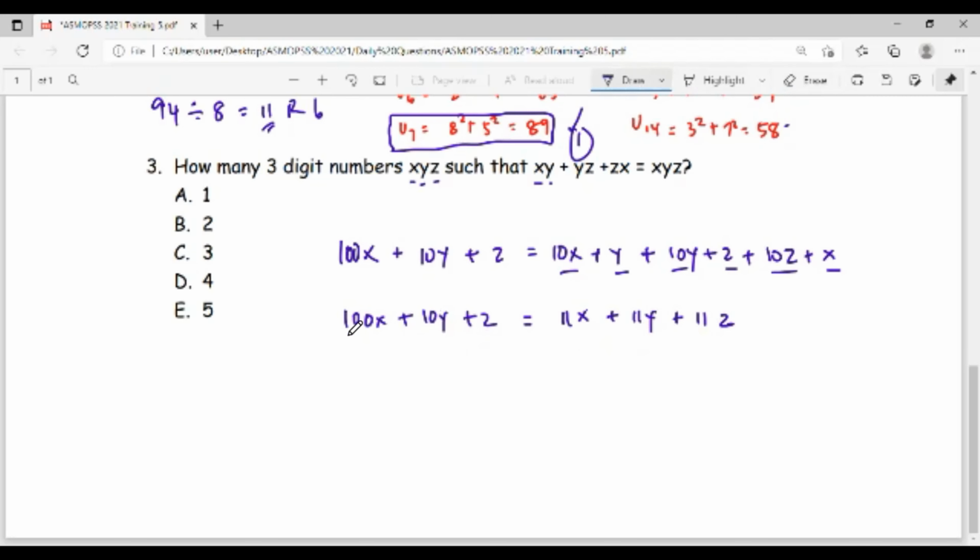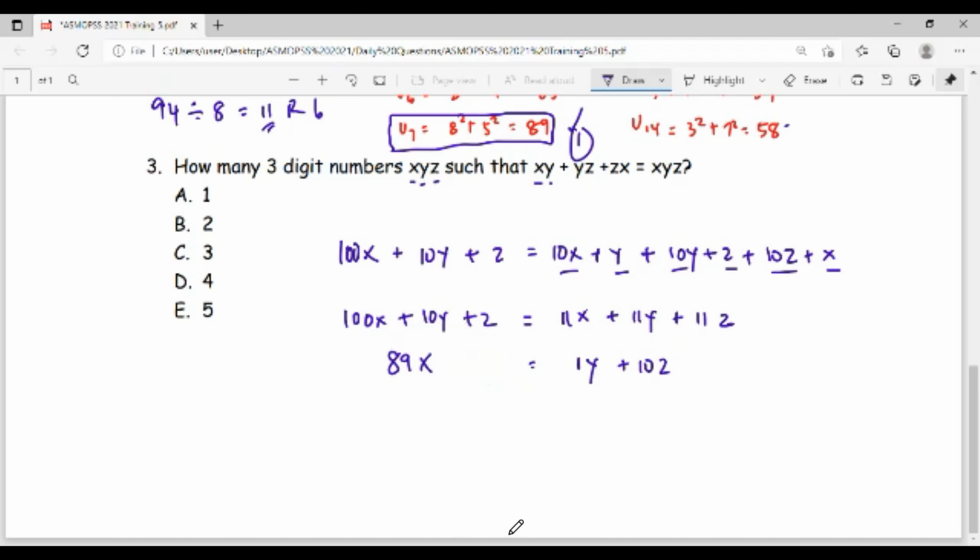There are 100x here on the left side, while only 11x on the right side. So I can say that there are 89x more here. While the y, there are 10 on the left side and 1 on the right side. That means there is 1y more. And the z, there are 10z more. So we can find an equation saying that 89 multiplied by the x is equal to 1y plus 10z.